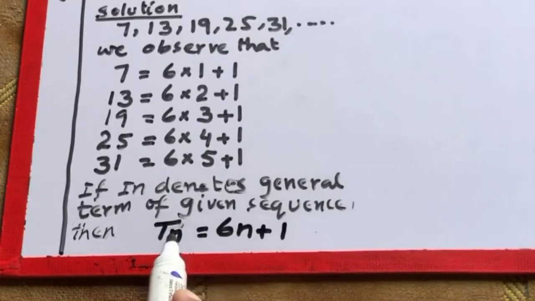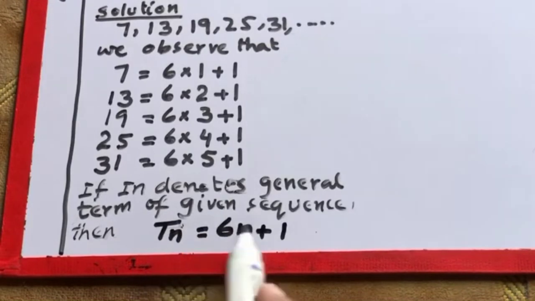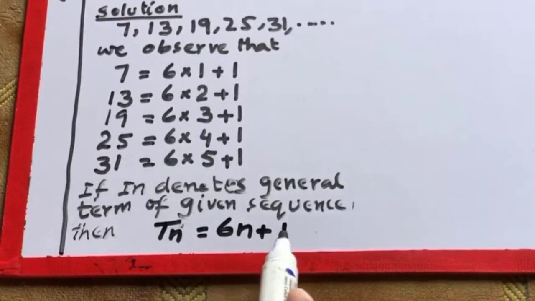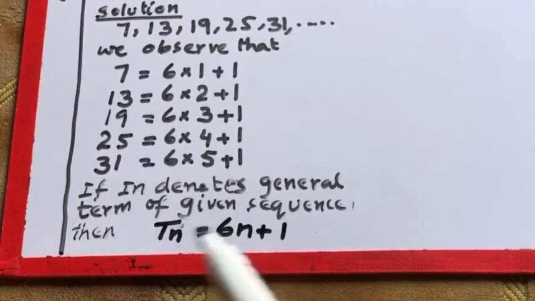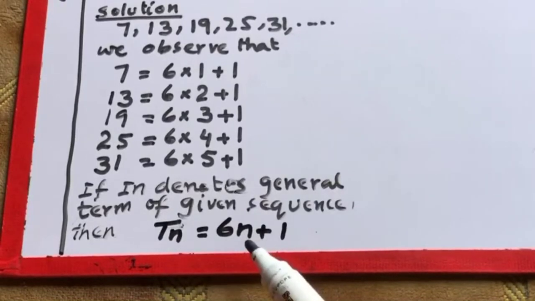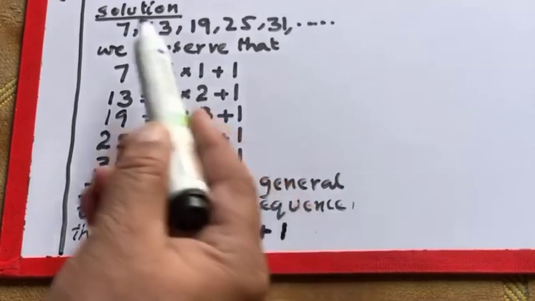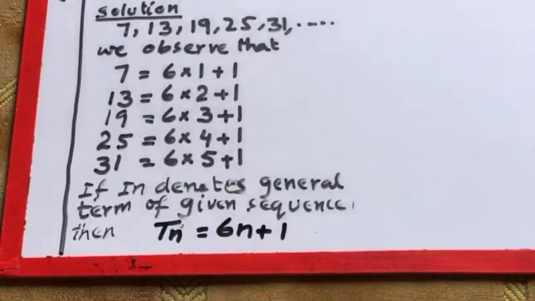So the general term formula becomes Tn is equal to 6n plus 1. So it is the formula. If we follow this formula, we can generate the next term of the given number sequence. So in this way we can easily find the general term formula of any number sequence.